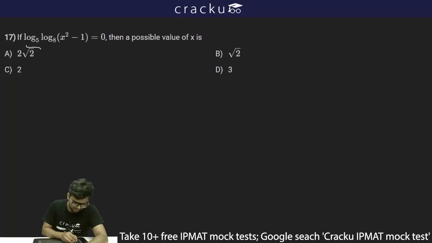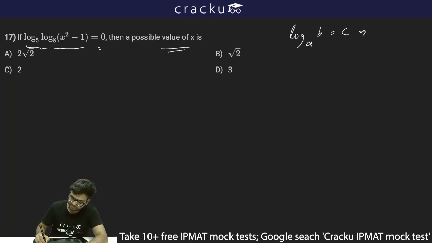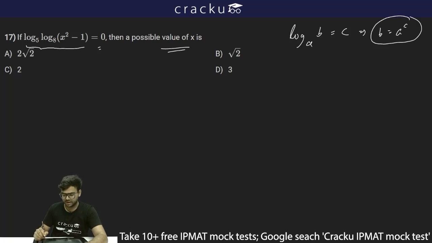If log base 5, log base 8 x square minus 1 is equal to 0, then the possible value of x is. So we should know the formula. If log b to the base a is equal to c, then I can write b is equal to a to the power c.